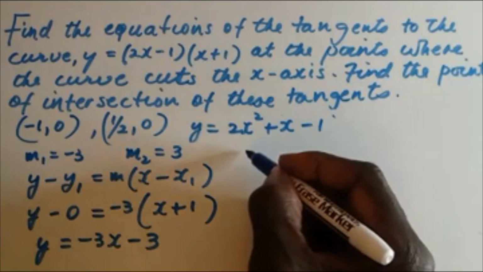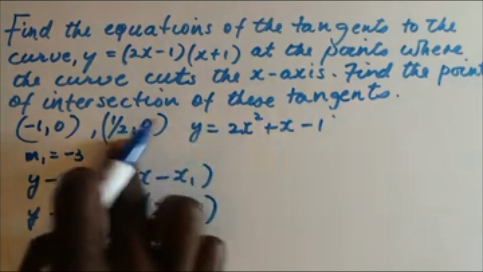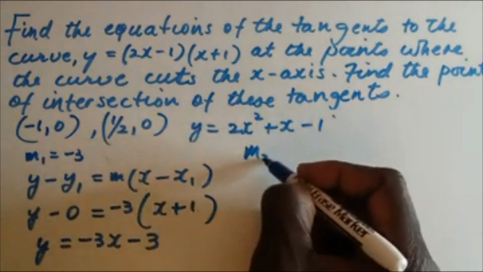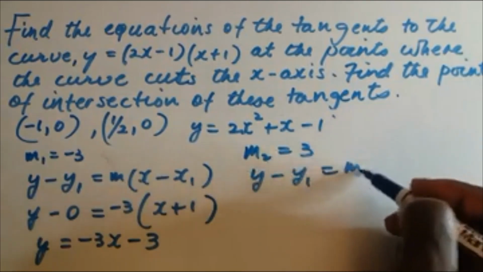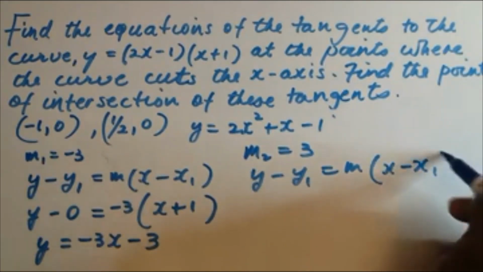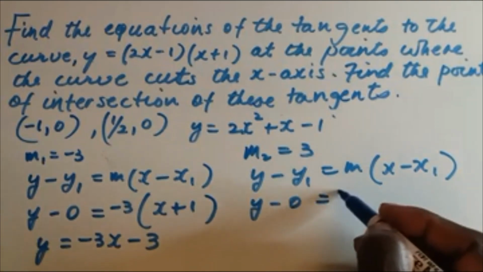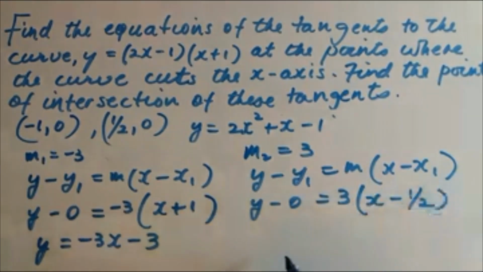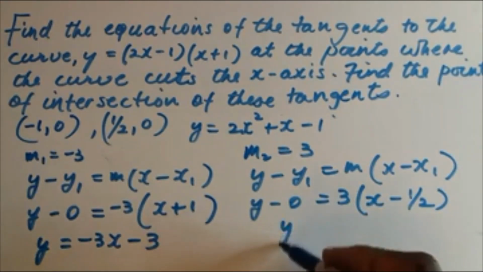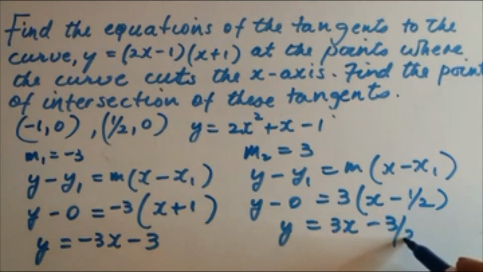And using m2, that's m2 equal to 3, we have y minus y1 equals m into x minus x1, which gives us y minus 0 is equal to 3 into x minus a half, and this gives us y is equal to 3x minus 3 over 2.